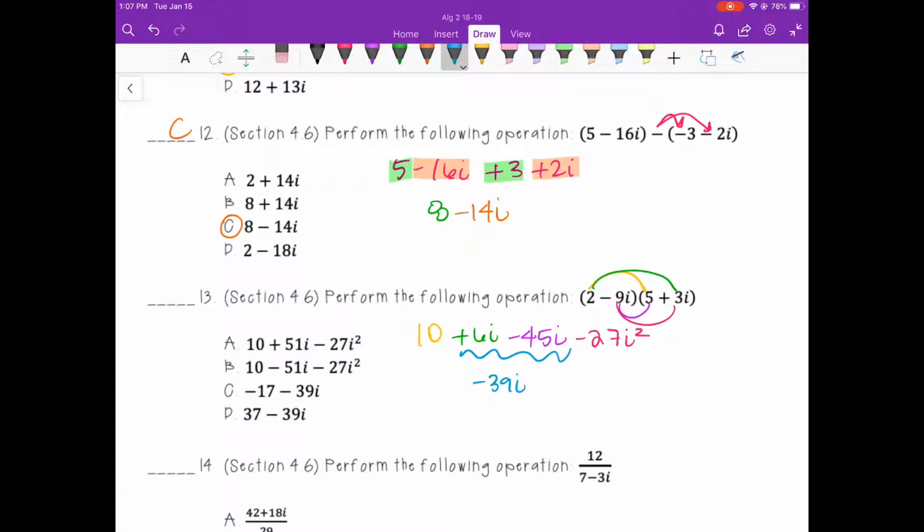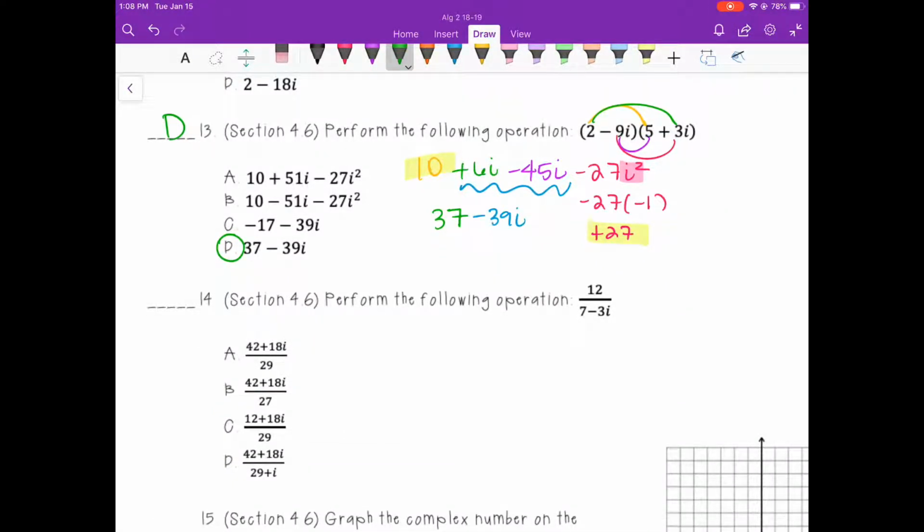Now this minus 27i squared. i squared is really negative 1. So we've really got minus 27 times negative 1. Well, that's really just plus 27. So that plus 27 can be combined with the 10 out front. That's a positive 37. So I've got 37 minus 39i, D.